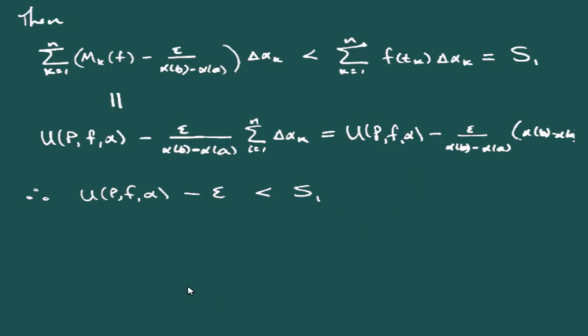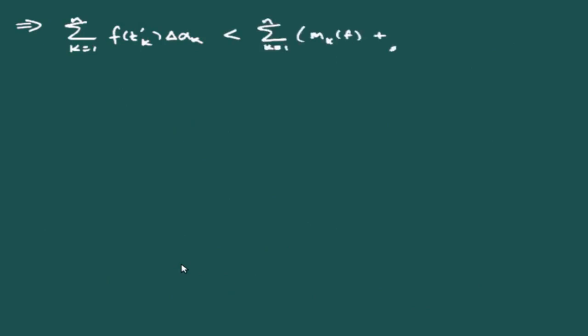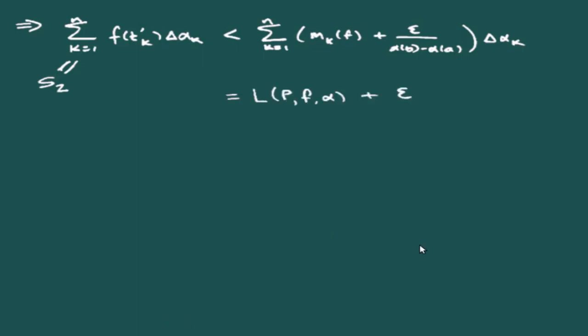Now, doing the same thing, the flip side of that, we can find t sub k primes such that if we increase a little bit, we're not a lower bound anymore. So our m sub k of f plus epsilon over alpha of b minus alpha of a is going to be greater than these function values at these t sub k primes. And so, same thing as before, we sum over all of these things. We obtain a second Riemann Stieltjes sum, S sub 2. So that's going to be less than our lower Riemann Stieltjes sum plus our epsilon.